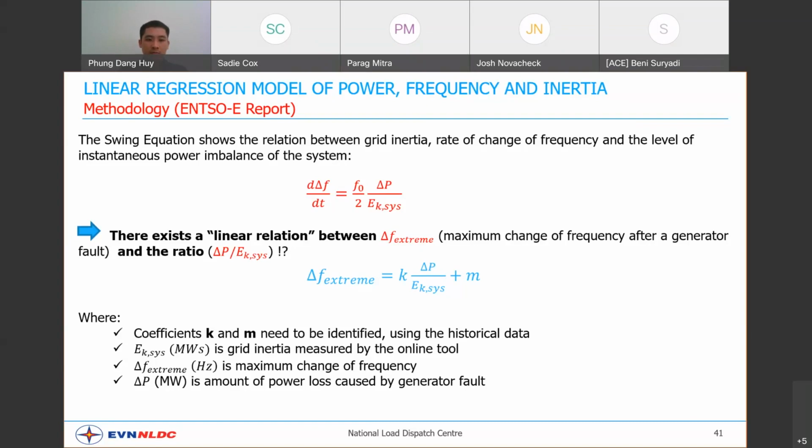So there are three variables here, and two coefficients. The K and M are the coefficients that we need to identify using historical data of the system. And for the three variables of delta F, P, and inertia, when we fix two of the variables, then we can estimate the third one, the last one. Next slide, please.